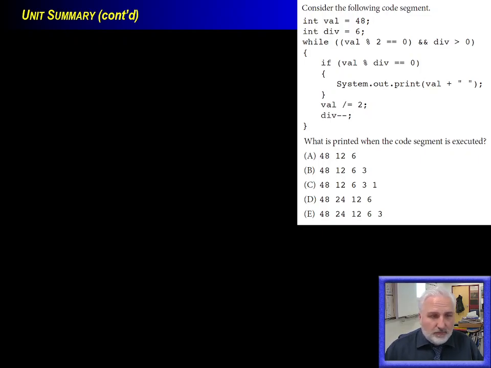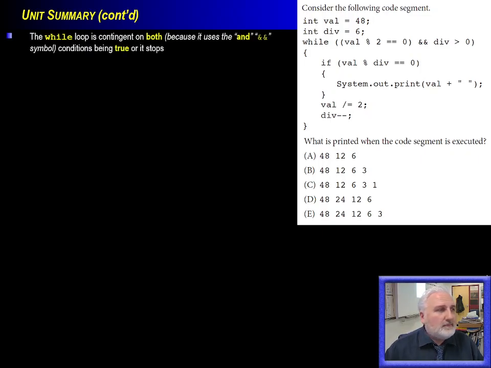How could it go? Well, the while loop is contingent on two different values. That's why the and is in place. Both have to be true.